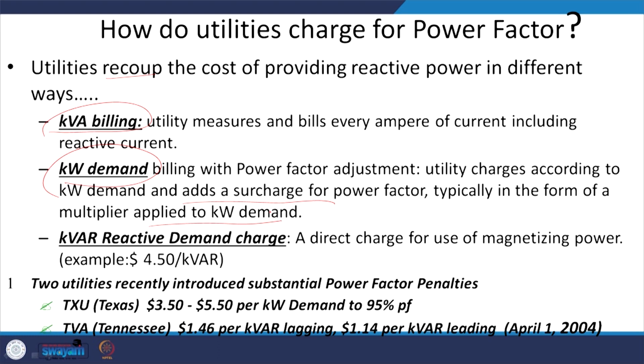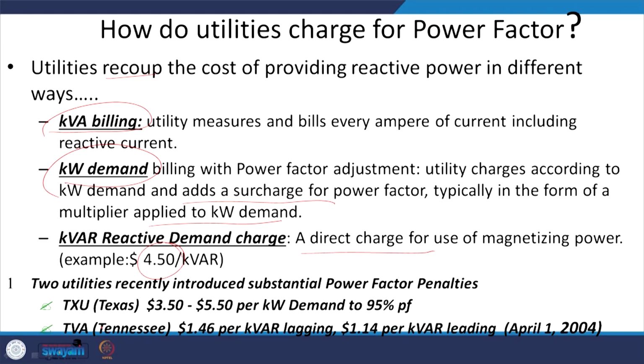Generally, this is data I have taken from the USA. The kVAr reactive demand charge, a direct charge for the use of magnetizing power, is for example almost $4.5 per kVAr. Two utilities recently introduced substantial power factor penalties; this data is from Texas, with penalties for power factor below 0.95, and in Tennessee $1.46 per kilowatt lagging. This data is from 2004.